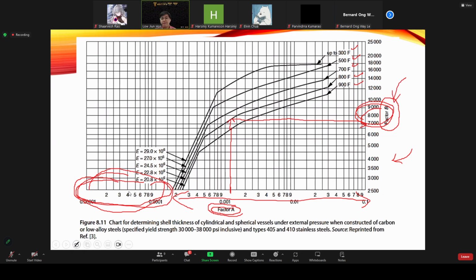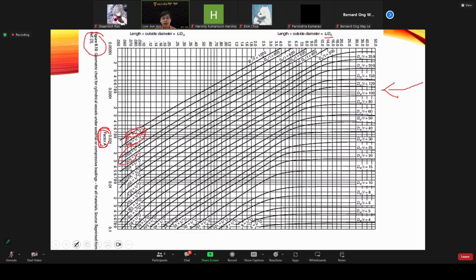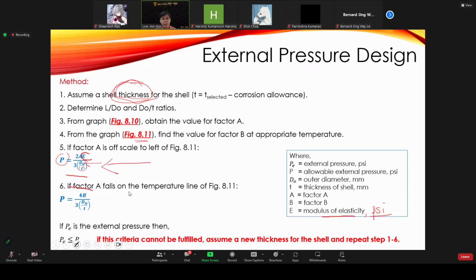Once you have the factor B, we proceed to apply the equation in step number 6 in order to calculate the allowable external pressure. Then we put in the factor B, similar outer diameter and thickness. Then we calculate the maximum or allowable external pressure of your pressure vessel. If it is bigger or equal to the external pressure that you are going to withstand, then yes, the thickness here can be accepted.